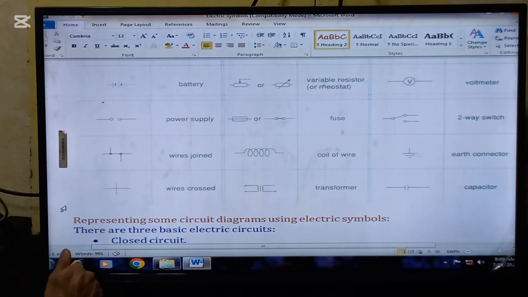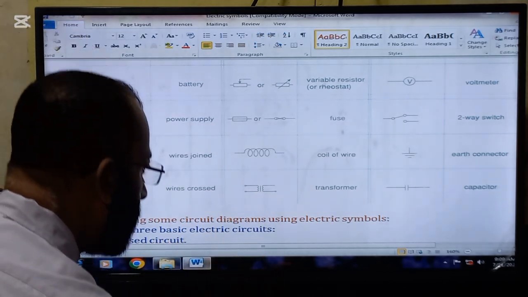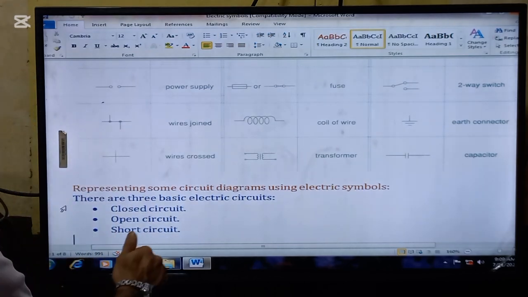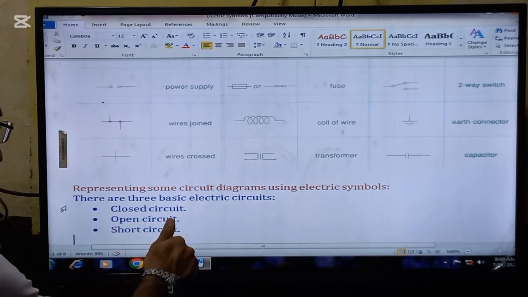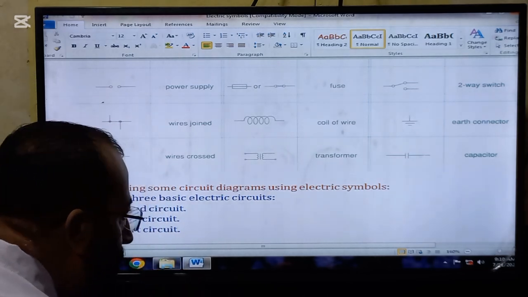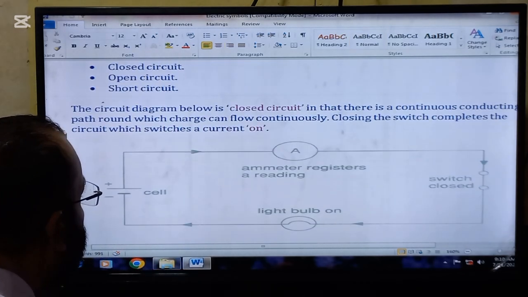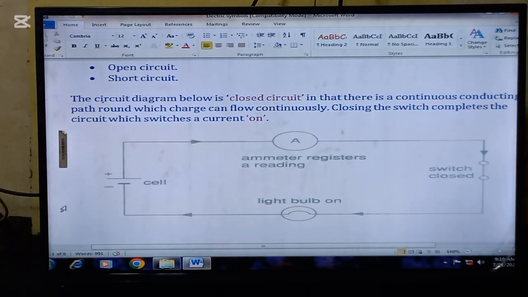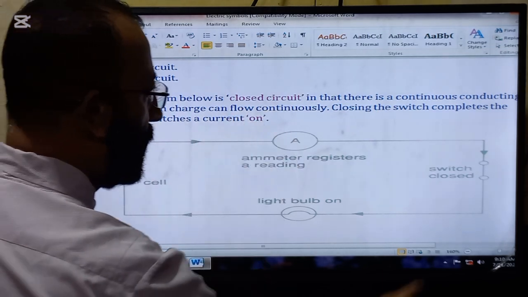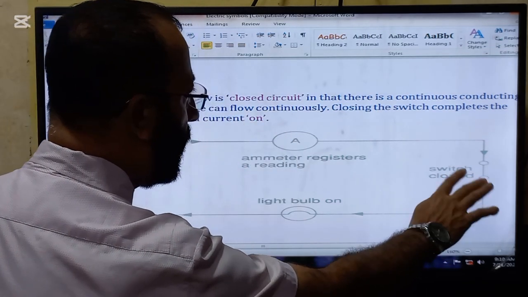Concentrate yourself. Now representing some circuit diagrams using electric symbols. There are 3 basic electric circuits. Number 1, closed circuit. Number 2, open circuit. And number 3, short circuit. We are going to start now. The first thing that we are going to read is the closed circuit. The circuit diagram below is a closed circuit, because switch is closed here.